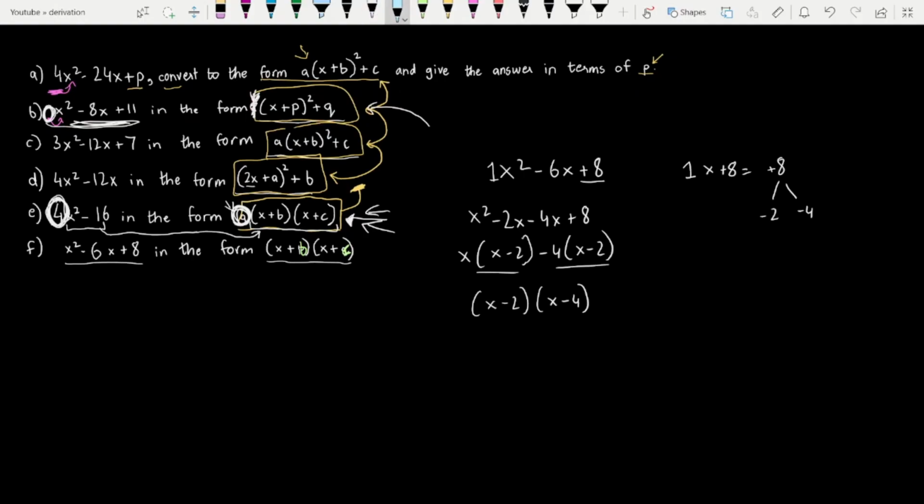And this right over here is your x plus p and your x plus q, and you can clearly see we don't have an a over here. Now we know that the a by default is just going to be 1, but since it's not anything other than 1, they didn't specifically mention an a over here.